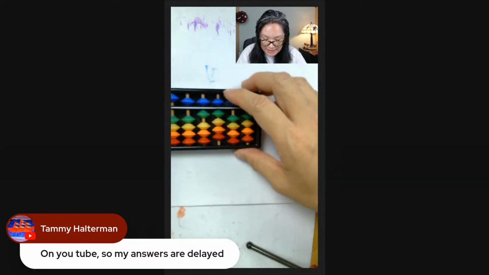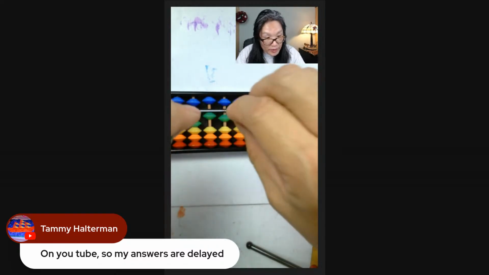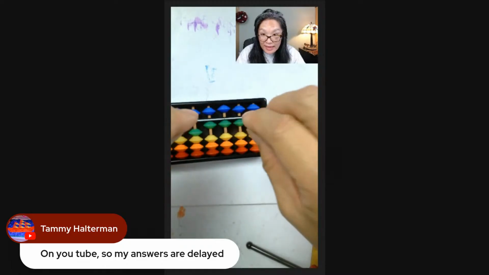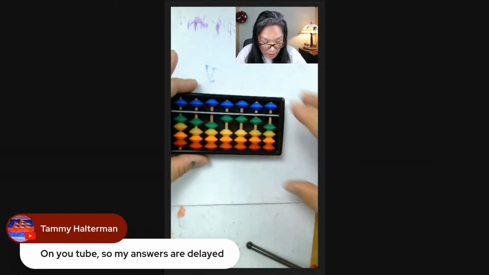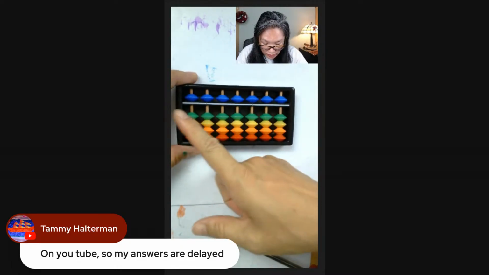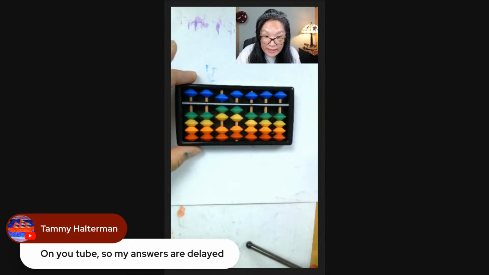You can't see when I'm doing this, but don't forget, don't be aggressive on the abacus because it doesn't help. You're going to get the wrong answer. And if I do this, don't flick. Why? Because flicking will give you the wrong answer.